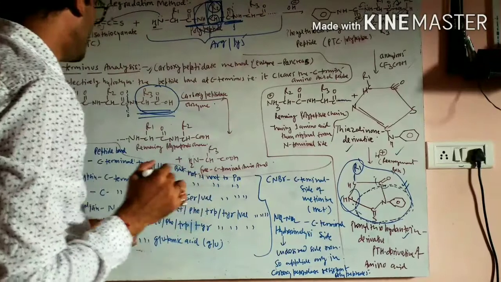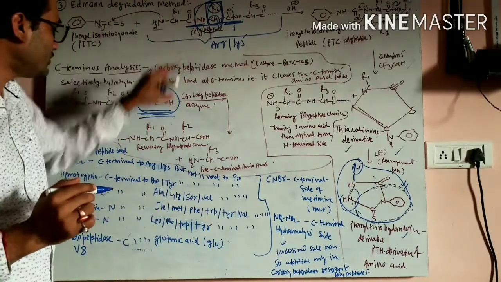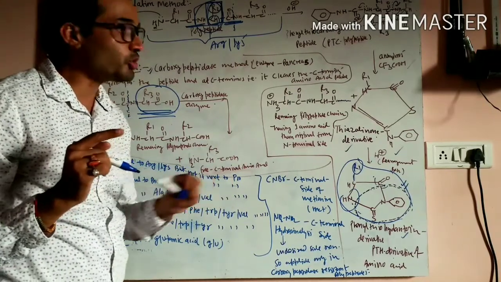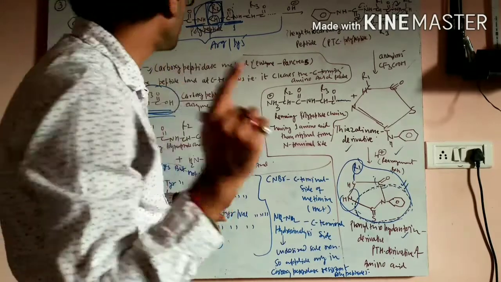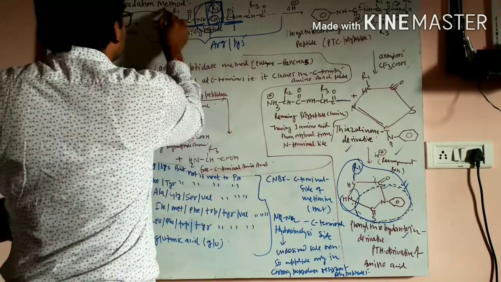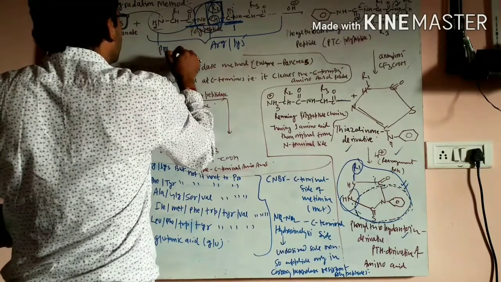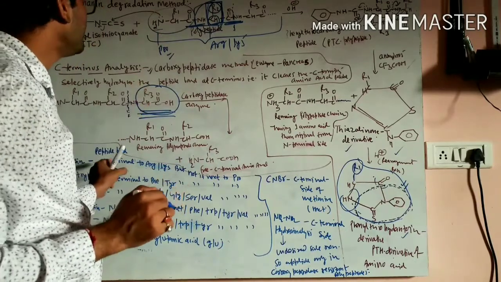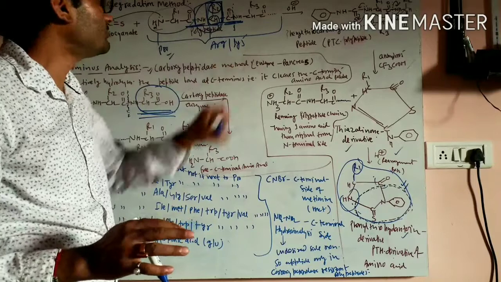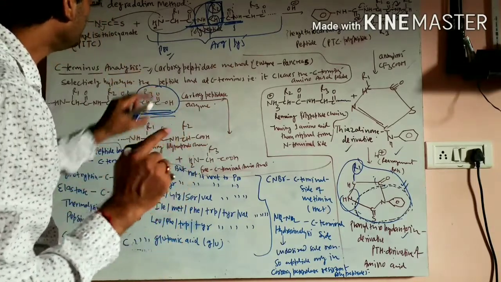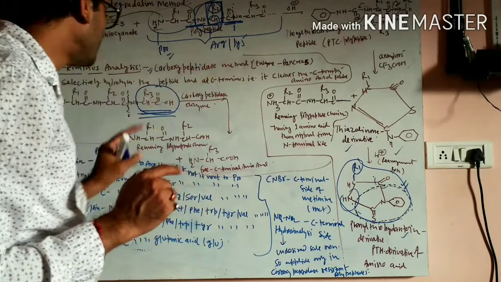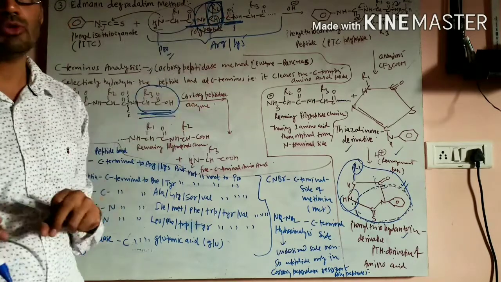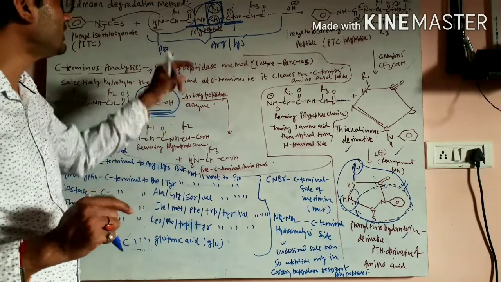This C-terminal of what? If this is arginine or this is lysine molecule. But what is the condition? But not if next to proline. Suppose this amino acid is proline, and this is arginine or lysine, and you treat this molecule with trypsin, it will not cleave. So it will cleave only the arginine and lysine C-terminal amide bond when it is not next to the proline molecule. If it is next to the proline molecule, then it will not cleave.